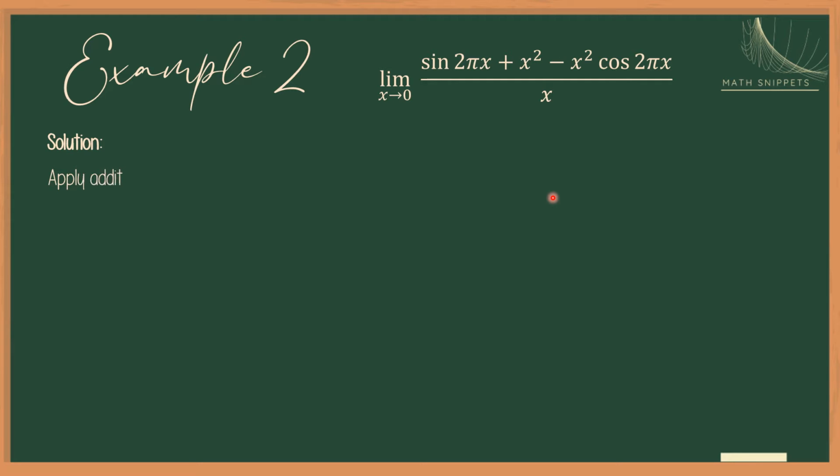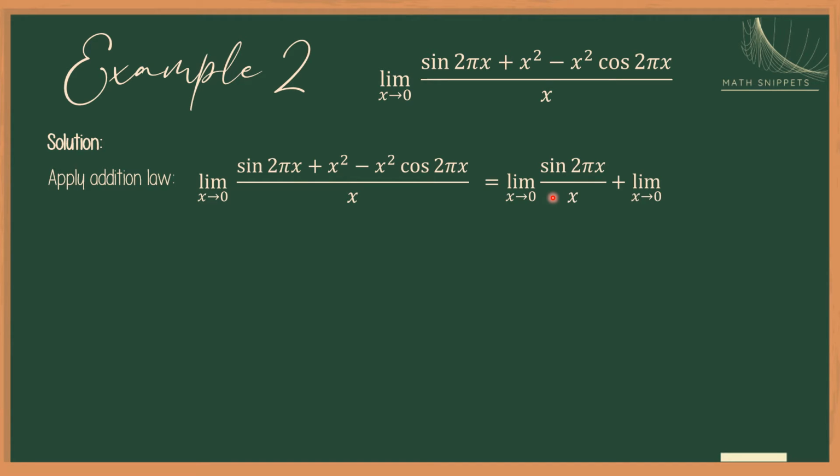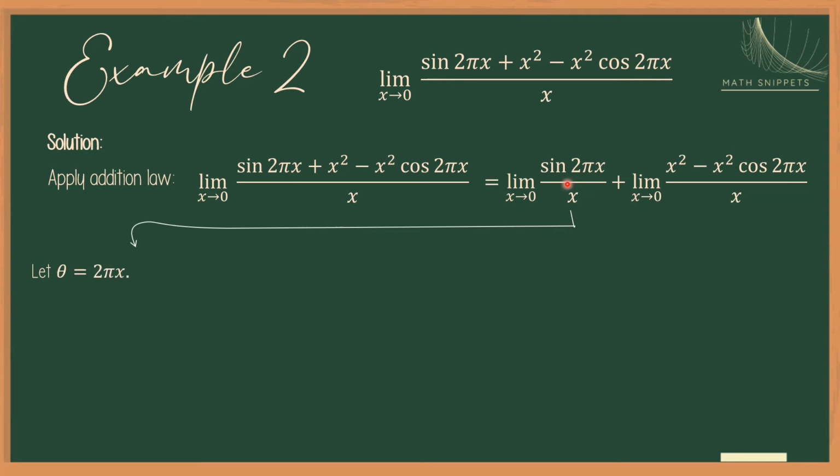So the first thing that we need to do is to apply the sum law or the addition law, where we distribute the limit to the addends in the function. So we have this form. Okay, so let's do sine of 2 pi x over x first. Let theta be 2 pi x. Why do we have to do that? We'll define a placeholder for 2 pi x so that it will not be complicated or confusing later.